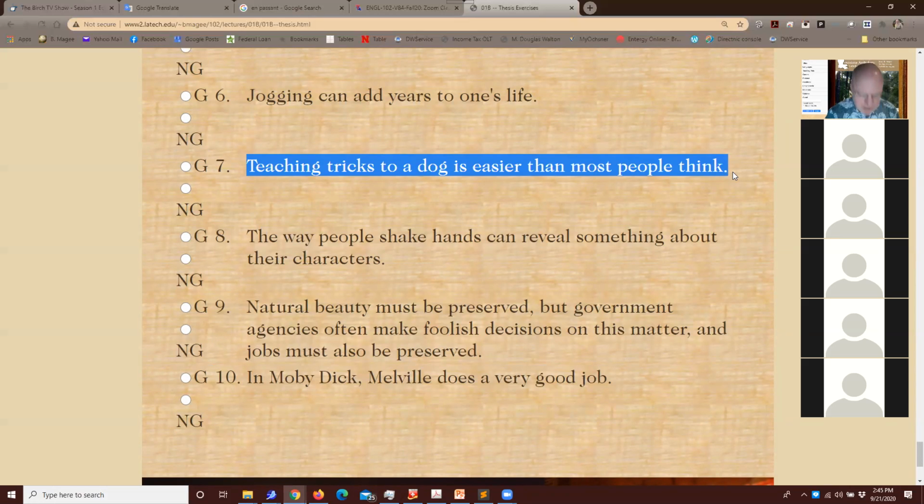All right, number 7, Strickland. Teaching tricks to a dog is easier than most people think. I don't know. I feel like there's something weird about it, like something off. So I'm going to say no.